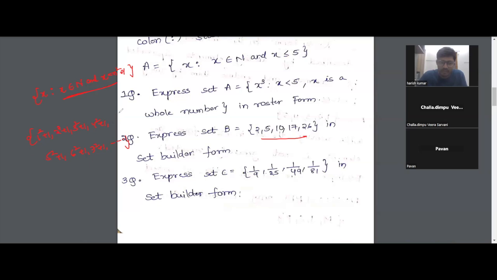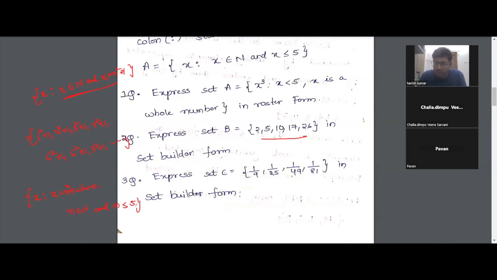Yes, sir, n less than or equal to 5. So there are multiple conditions here. First of all, x such that x equals n square plus 1, where n belongs to natural numbers and n is less than or equal to 5.